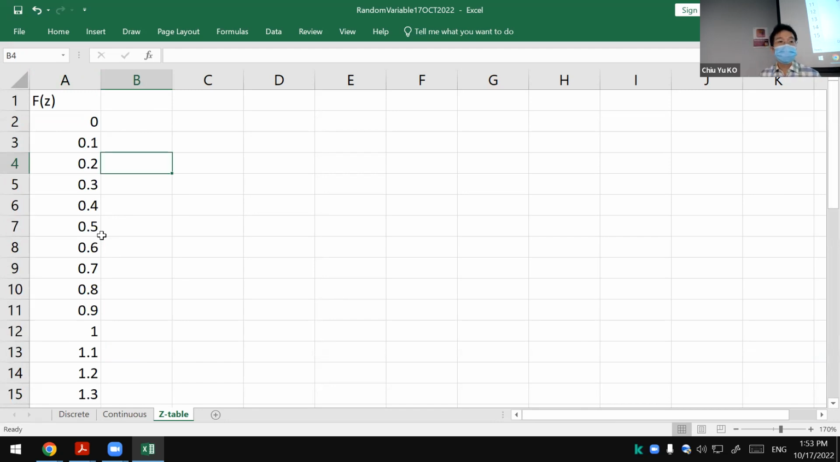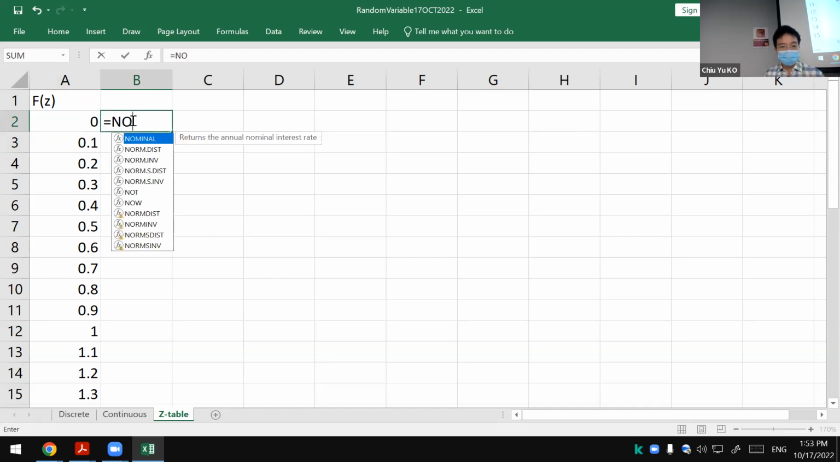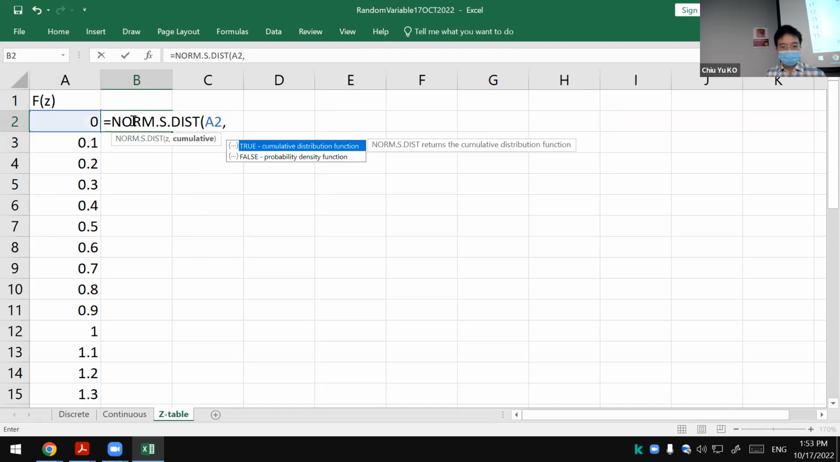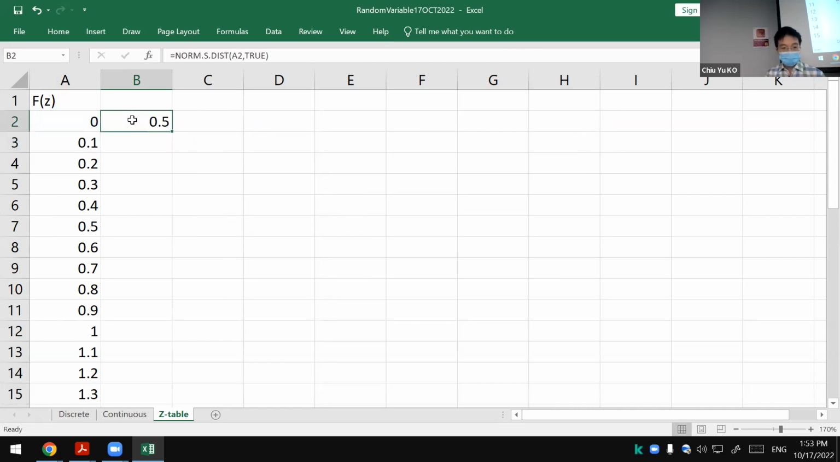Is that okay? Of course, if you don't like this, there's a smarter way to do it, but this is what we're going to do. So let's see how you can do the Z table. It's NORM.S.DIST of this guy, and then you put true. So let me put the formula here to test.